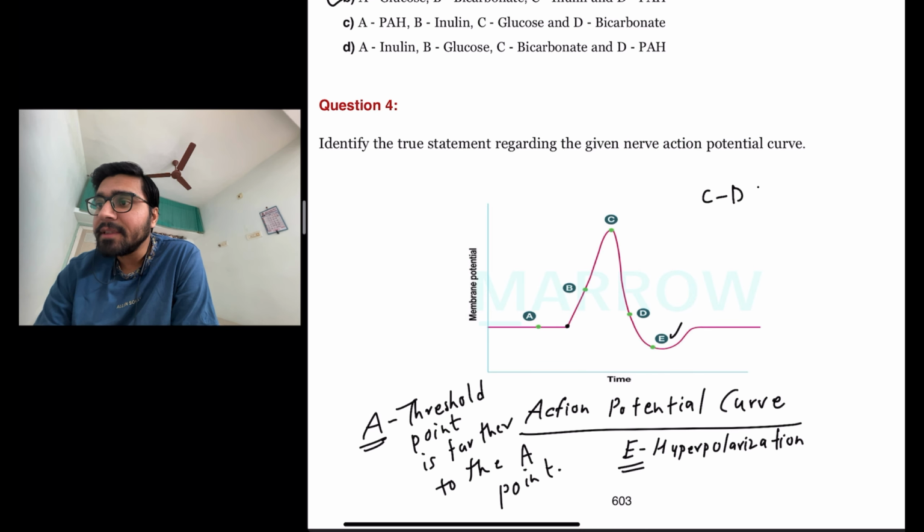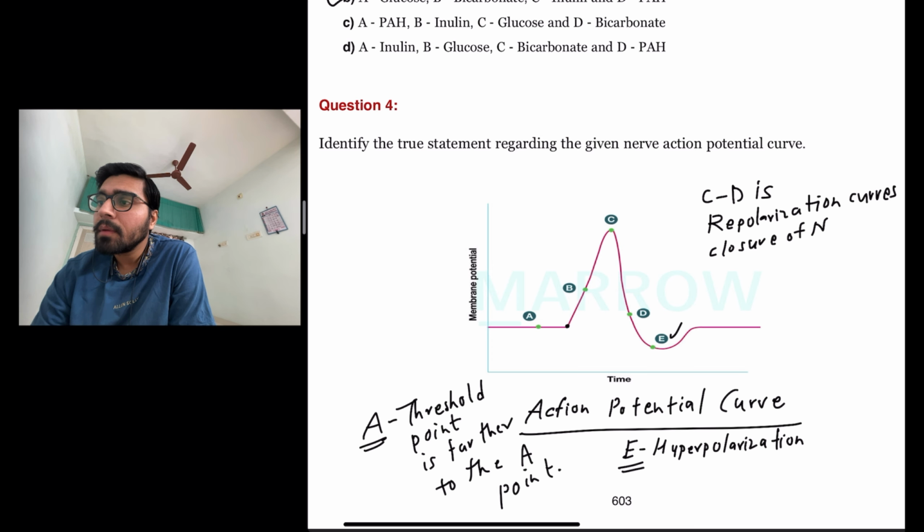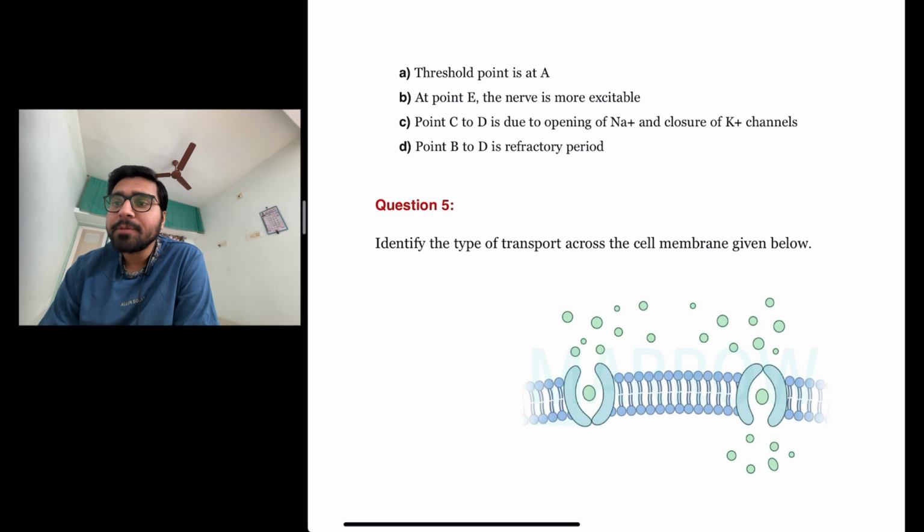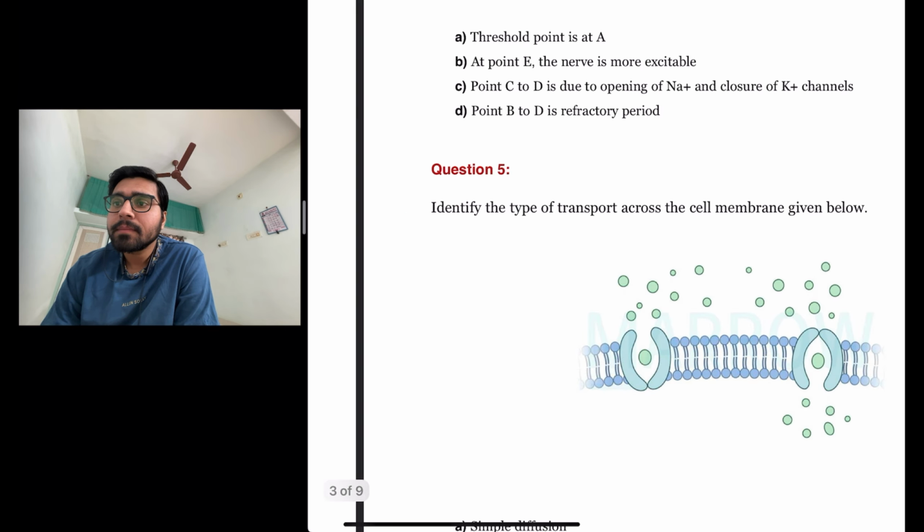Point C to D is repolarization curves, that is due to closure of sodium channels and opening of potassium channels. And the last statement is point B to D is refractory period.